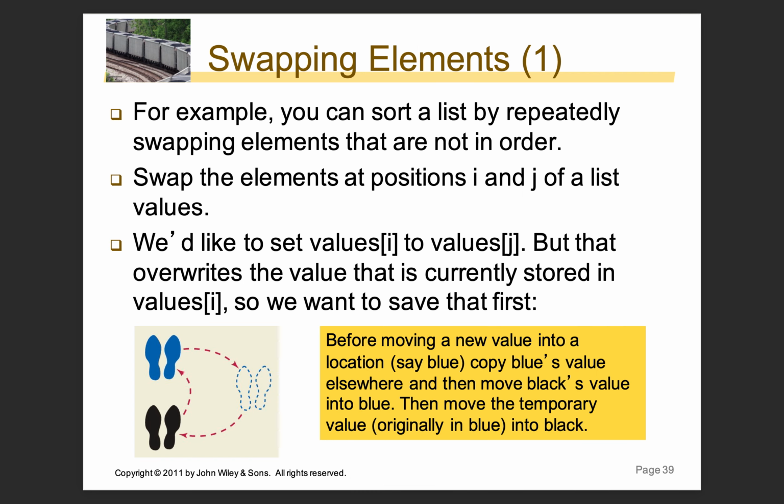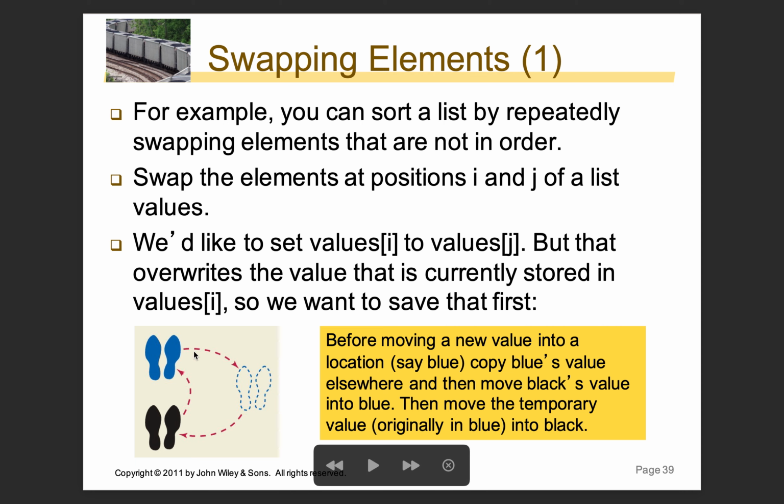Okay, sometimes we might want to swap elements. For example, you can sort a list by repeatedly swapping elements that are not in order. Swap the elements at positions i and j of a list of values, right? We've got something in position i, we want to switch it to position j, and we want the element in position j to take the place of position i. We'd like to set values[i] to values[j], but that then overwrites the value currently stored in values[i], and we need to put that at some point in values[j]. So we need to save it first.